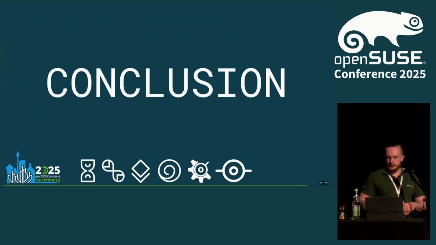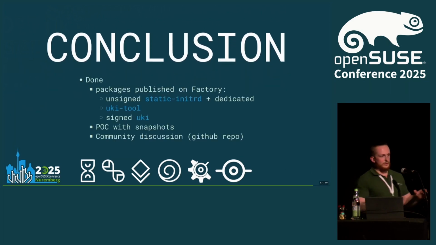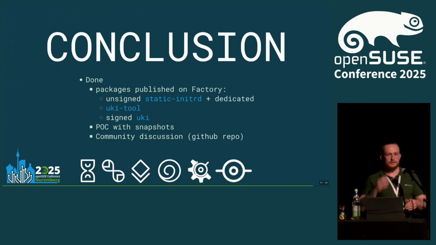And okay, so right now, what is done today on Tumbleweed, you can already install an unsigned static Initrd with some dedicated ones, the UKI tool, and the signed UKI. There is a proof of concept to work with snapshots already implemented, and we have opened community discussions in our GitHub section to have all feedback on all discussions around that.